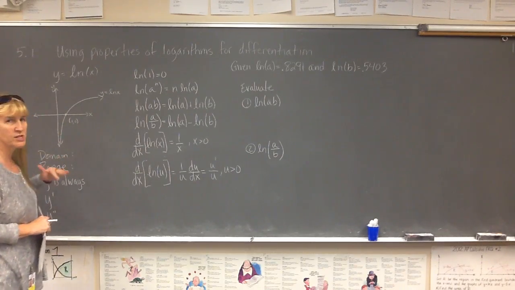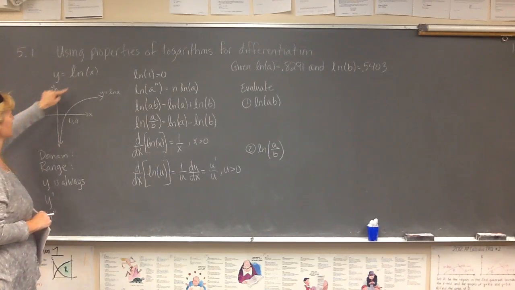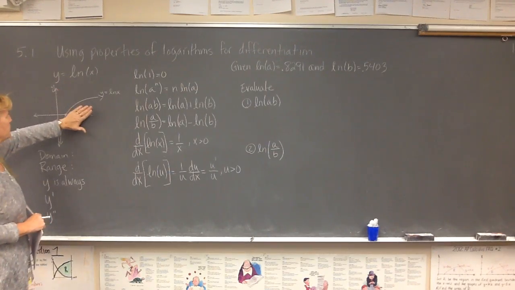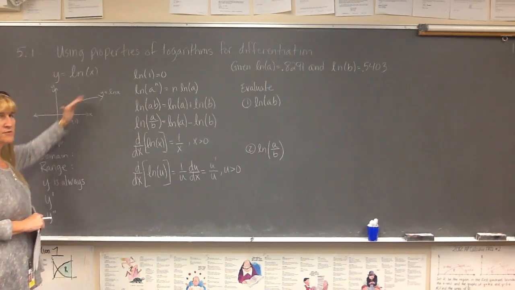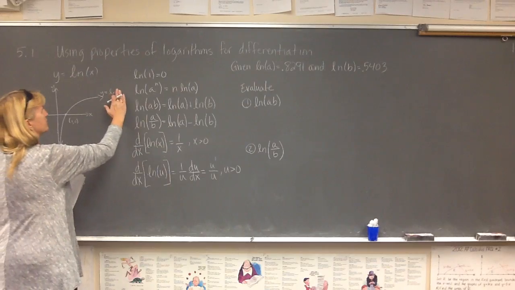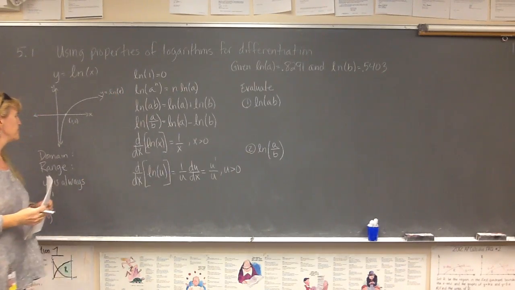It's the inverse function of e to the x. I'm pretty sure you know what that is. This is y equals x, and e to the x is coming up like this. So we reflect over the line y equals x. This is the function y equals the natural log of x. And I suppose I should have parentheses around that right there, because it's like f of x.